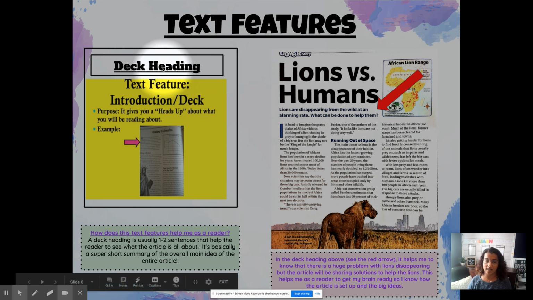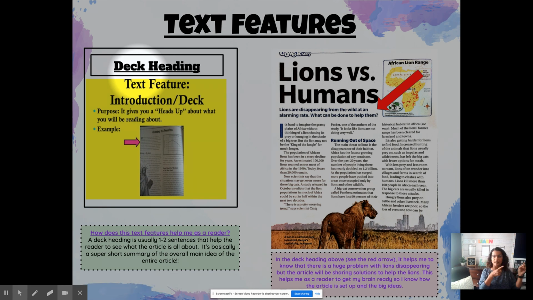And then this is a text feature you may not know. It's called a deck heading. So just like in baseball, you might say, oh, this batter is on deck. Same thing with a deck heading text feature. It's kind of not the main part, but it is on deck so you can see what it's about. The purpose of a deck heading is it gives you a little heads up about what you're going to be reading about. It's almost like the introduction in a way, but in a really short way. So this is a little deck heading right there, and then this is all the main stuff.